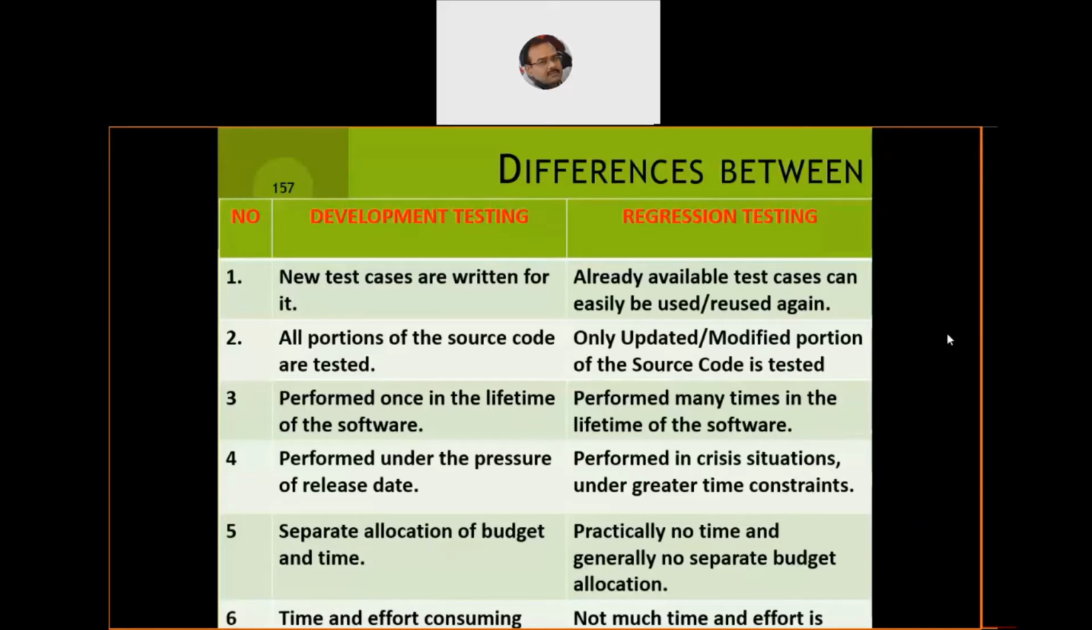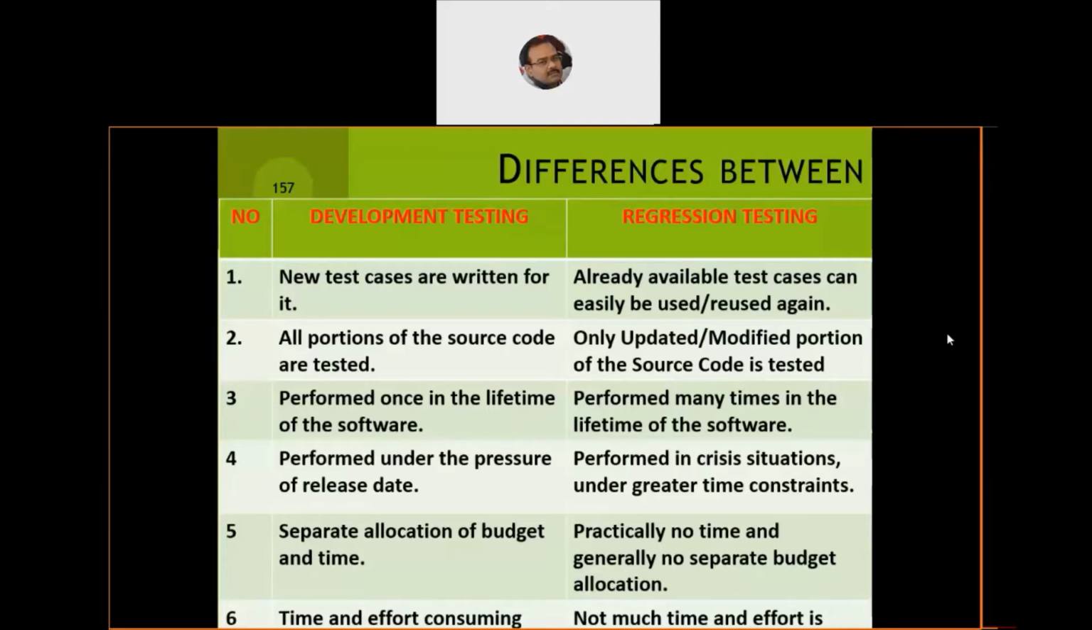Development testing will be performed once in the lifetime of the software, but regression testing can be performed one time, two times, three times, or maybe the nth number. There is no upper limit on the number of times the testing can be performed. Development testing is performed under the pressure of the release date, because the client has set the release date, say 1st November or 1st December, and the entire team, the verticals in the company, will be feeling pressure to meet the target delivery date, the release date.